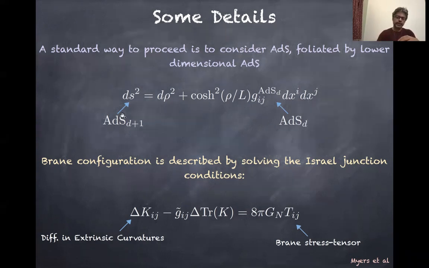Let me back up for a second. AdS D plus one already solves the bulk equations of motion, right? Now, if you have a brane on top of that, that will just give you additional boundary conditions that you have to solve. And those boundary conditions or junction conditions are the standard Israel junction conditions, made out of basically the induced metric data. So for example, this K_ij is the extrinsic curvature made out of the induced metric, G tilde_ij is the induced metric itself, and so on and so forth. And on the right hand side you have the brane stress tensor.